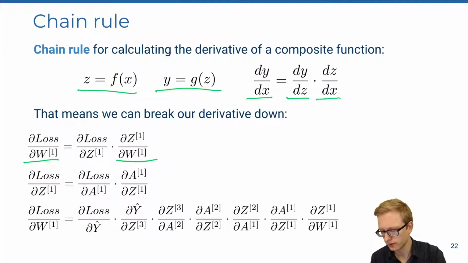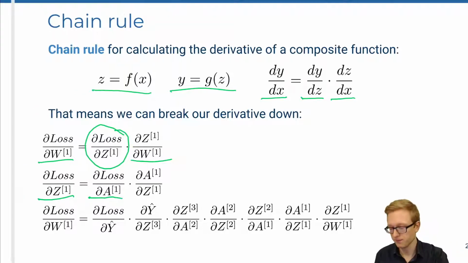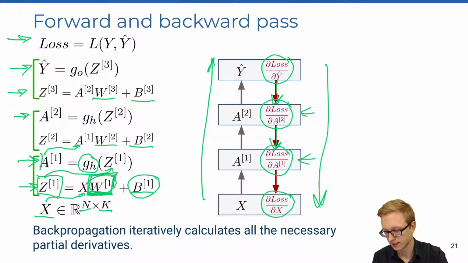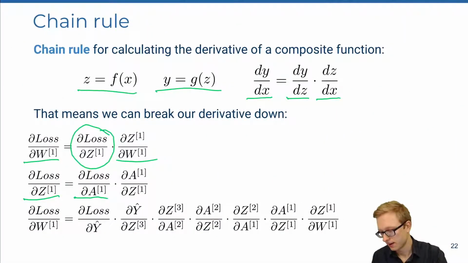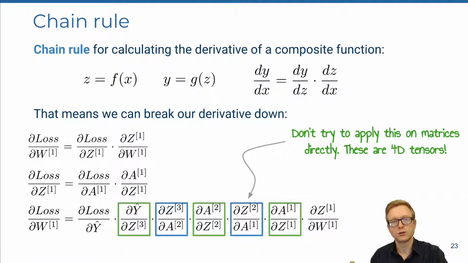Now, how do we find this part here? Well, we can break this one down as well. So we find the partial derivative of the loss with respect to a, where a is this output of the activation function here. And we multiply it with the partial derivative of a with respect to z itself. And we can keep breaking this down until we get this whole sequence of operations over here. And if you look closely, then you notice that there's a certain repeating pattern happening there.